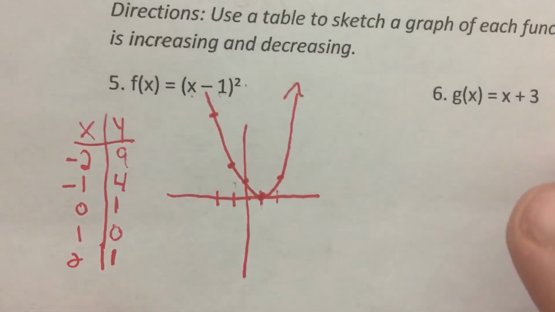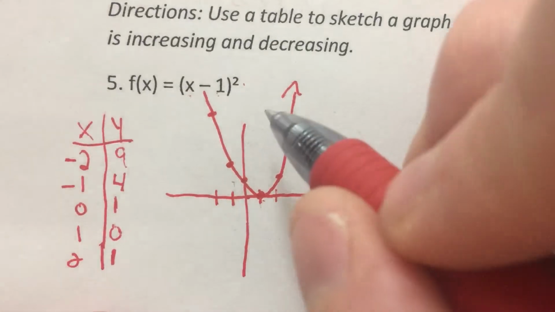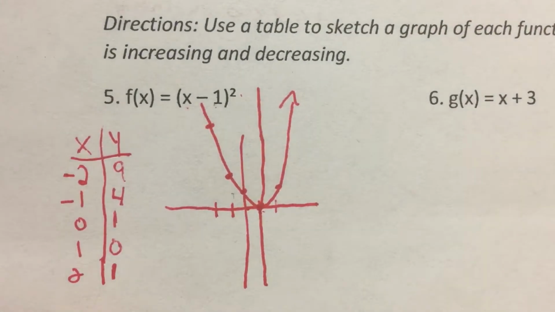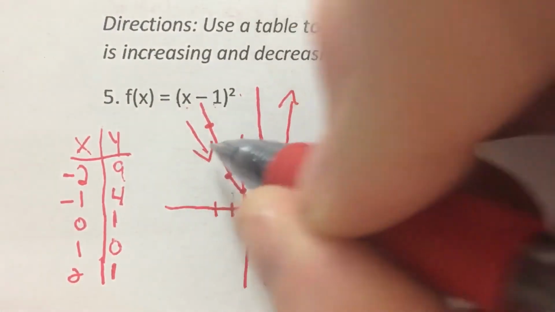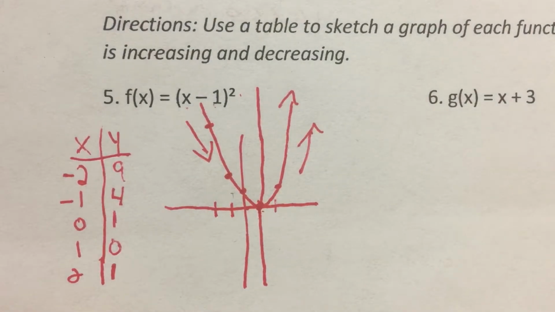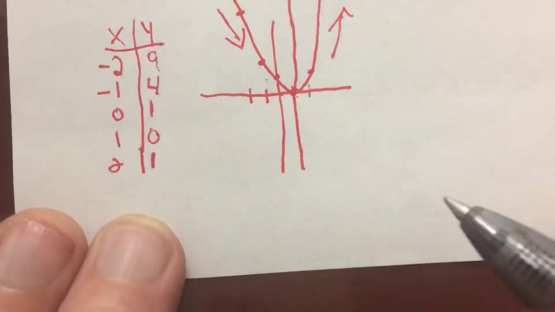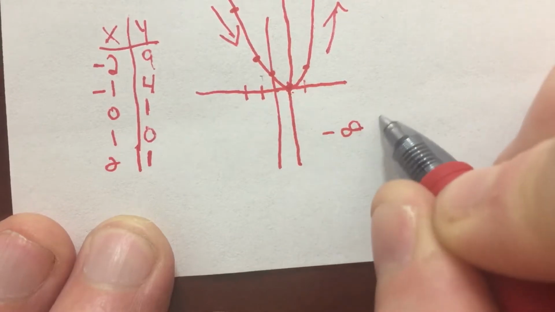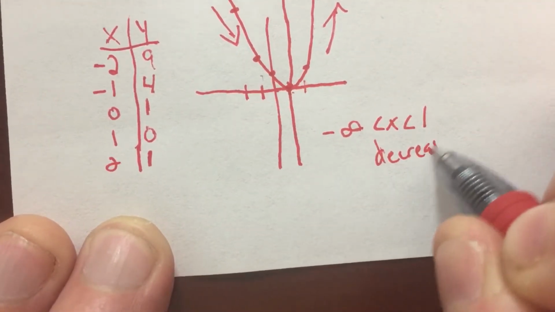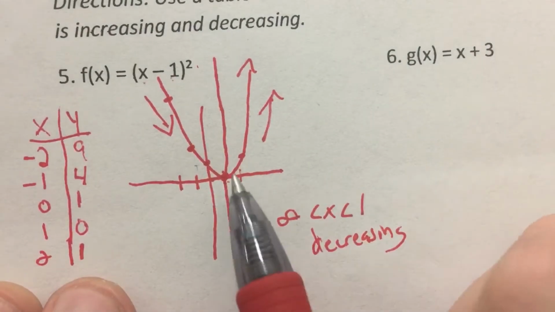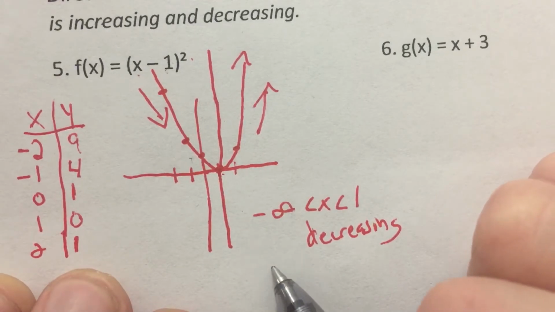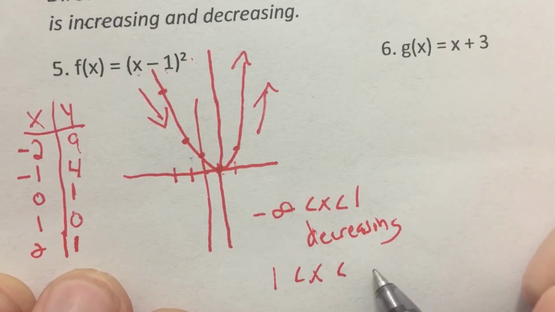And it looks like the vertex is located right here on the x-axis. So I'm going to draw a line right through there. To the left of that line, this is decreasing. And to the right, we are increasing. So from negative infinity until positive 1, we're decreasing. Then as soon as we get to positive 1 and start moving towards positive infinity, the graph's going up, so we are increasing during that interval.